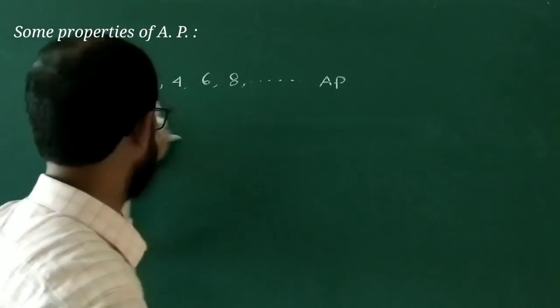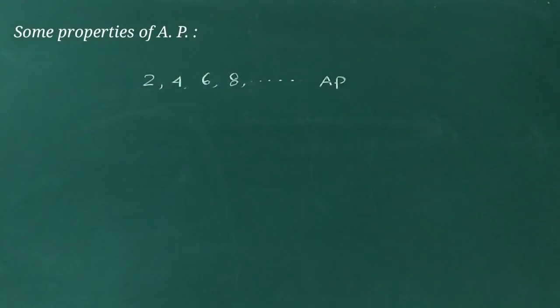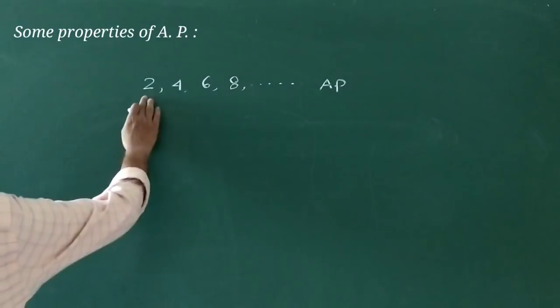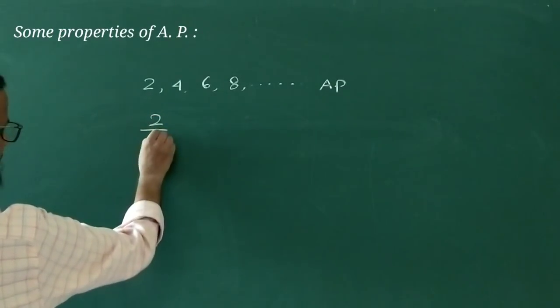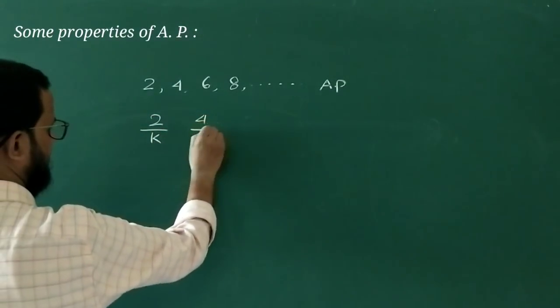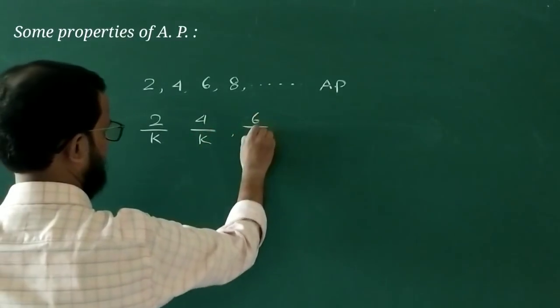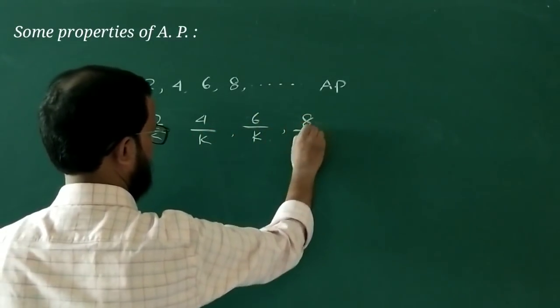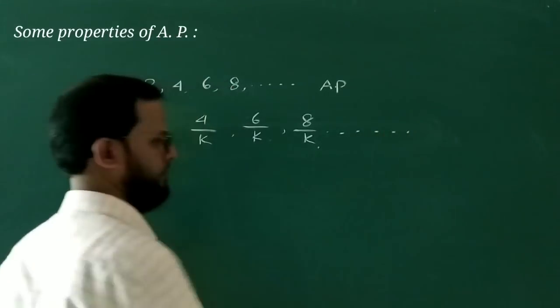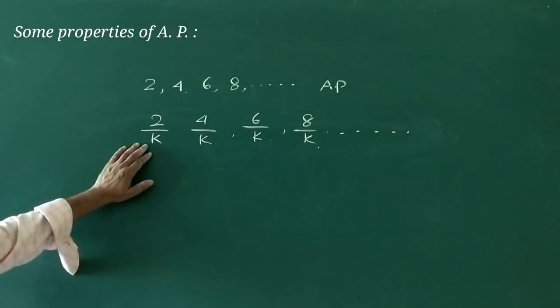Now we are moving ahead with the next property. The next property is that if each term of an AP is divided by a non-zero constant, then the resulting sequence is also an AP. Okay, understood? The non-zero constant is very important. If you divide by, suppose a constant k, 4 by k, then 6 by k, then 8 by k, and so on. Okay. So it should be what, non-zero constant.